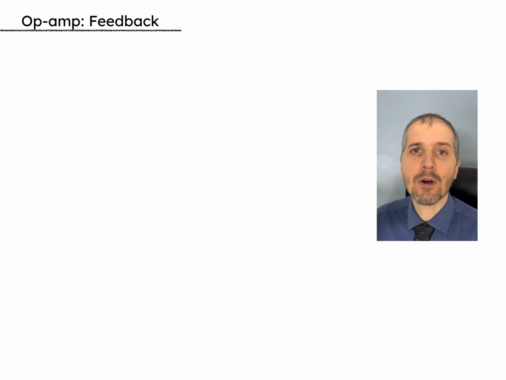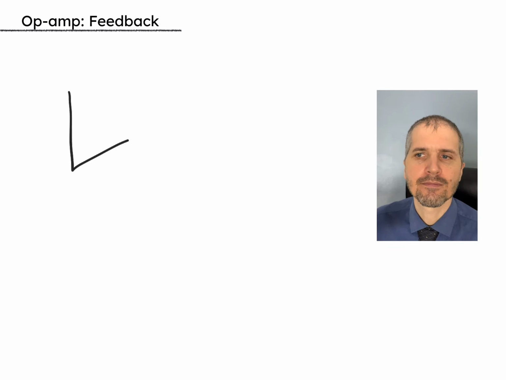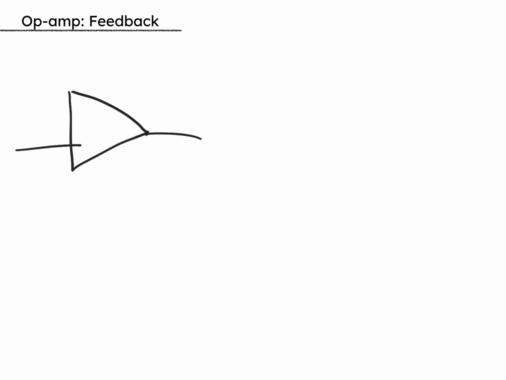Up until now, we've worked entirely with ideal op-amps and open loop gains. In this and the following lesson videos, we're going to close the loop and we're going to see what effect feedback has on the application of an op-amp in a circuit. Feedback simply means that a fraction of the output is fed back to the input.